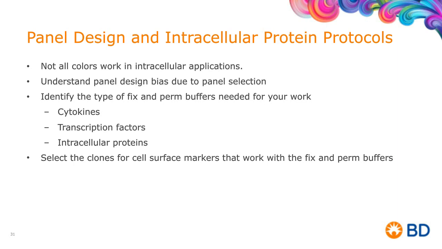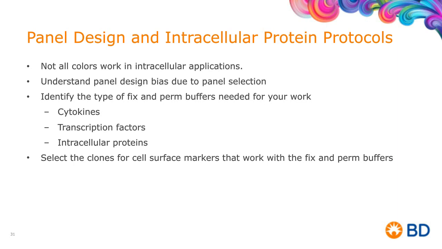We have to understand panel design bias here, because when we pre-select colors, such as a PE that works well in intracellular and a FITC, then we take those out of where we might like to use them on the surface of a cell, but we can't use them there. So there's bias in there. And it challenges us in our panel design, because we just don't have all the potential colors that we do when we work on the surface.